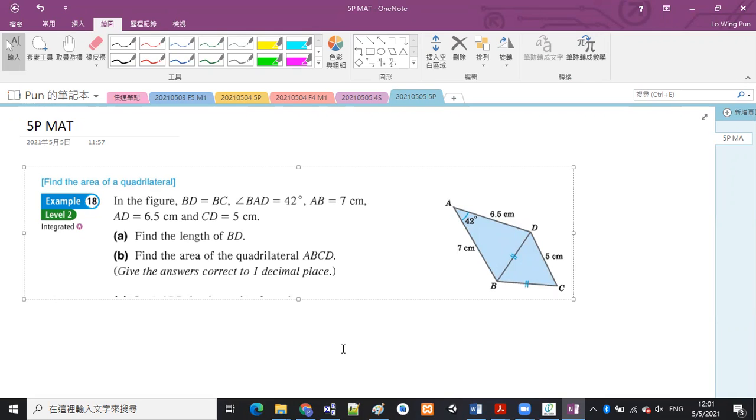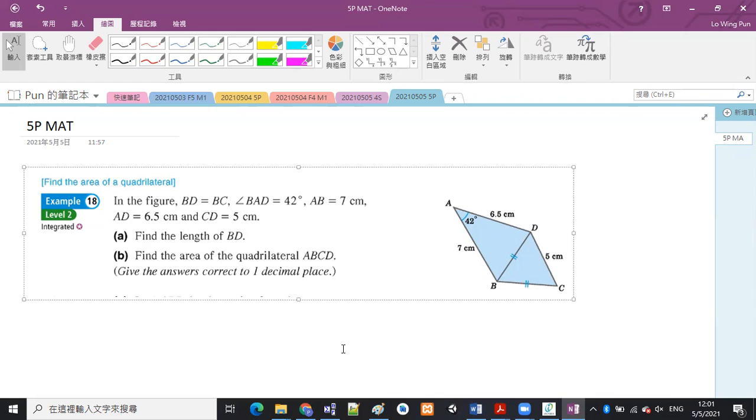Do you remember how to choose whether to use sine formula or cosine formula? When you have two sides and then one angle, you choose sine formula for this. You agree? Actually, no. This one is not sine formula.